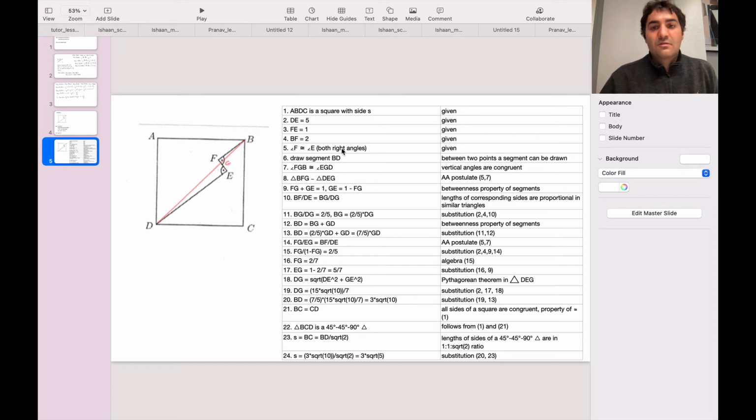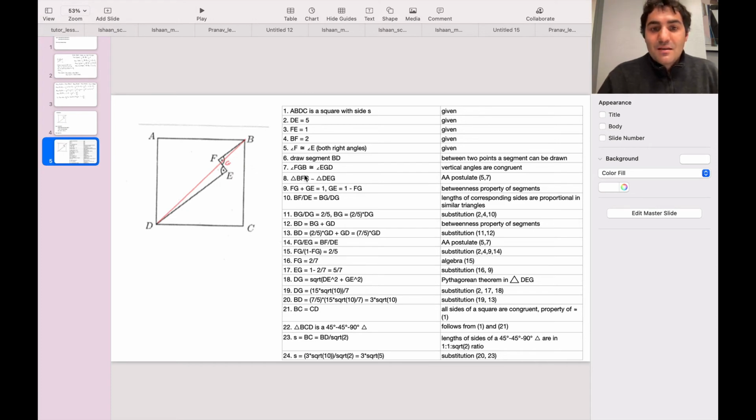All right angles are congruent, but I'll just write that as a given. So we're going to draw segment BD, which is a diagonal of this square, in red. And we're going to see that diagonal BD intersects the segment EF at point G, which is really hard to see, but you'll have to take a close look at this picture.